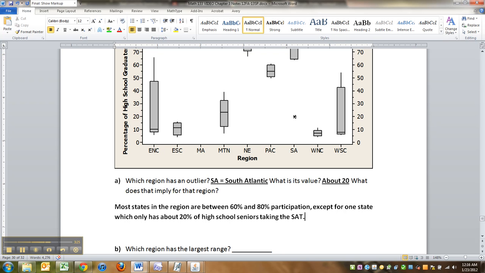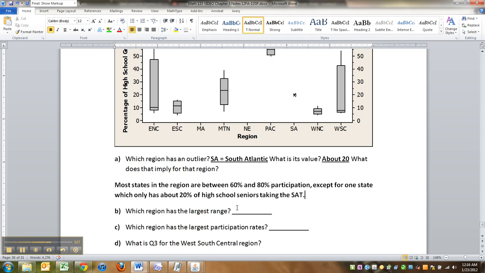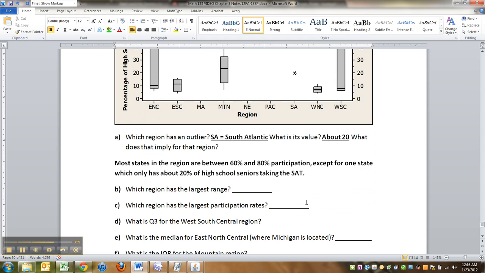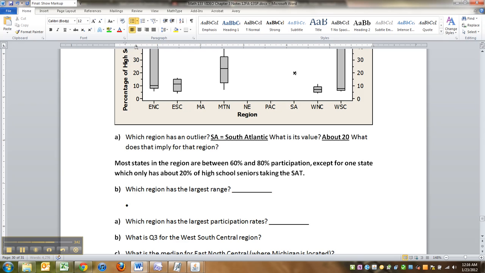All right. Now, which region has the largest range, right? The greatest distance between high and low. Well, that's going to be a little tricky. We could take this one that has the outlier. That's 80 minus 20. That's pretty big. So let me write this out for myself. SA looks like it's about 80 take away 20, which is a range of 60.